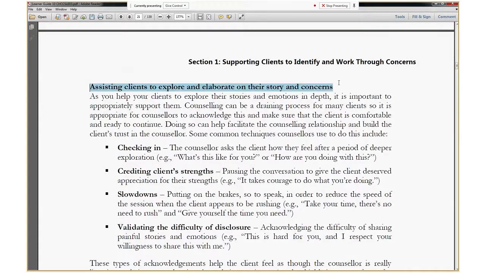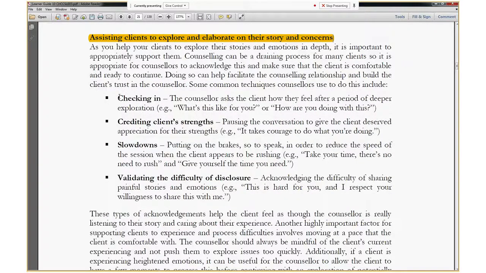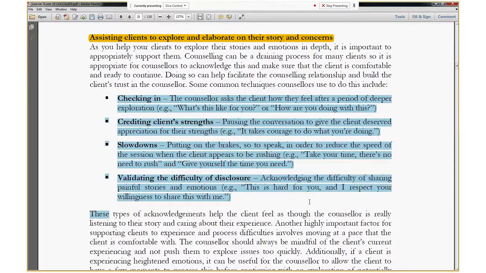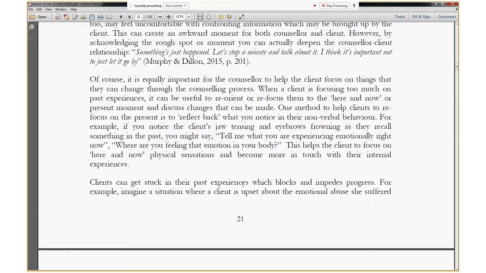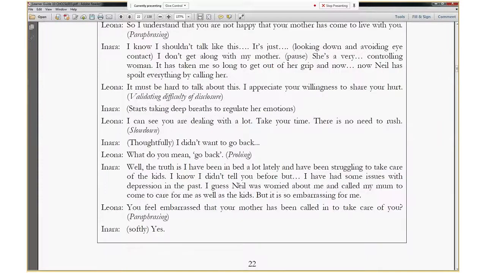How do you help a client to explore and elaborate on their stories and concerns? Well, a good way of doing that is actually helping the client understand how they have done well. So slow them down, take your time, or make them feel comfortable. Let's put it that way. So how they've done well and how you can make them feel comfortable. A couple of ways to do that are mentioned here. Good way of helping a client out. Okay, that's all for you to read. That's a case scenario.